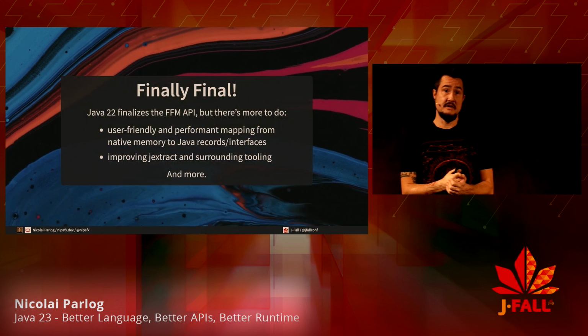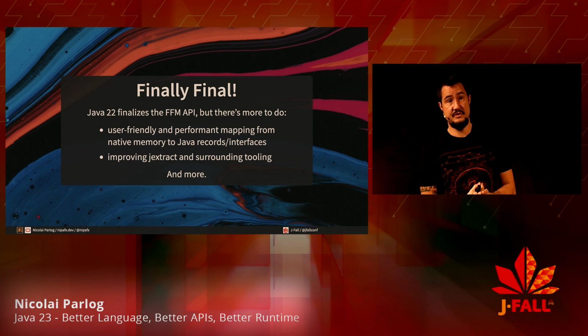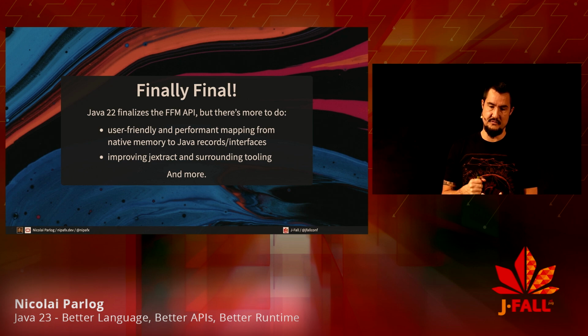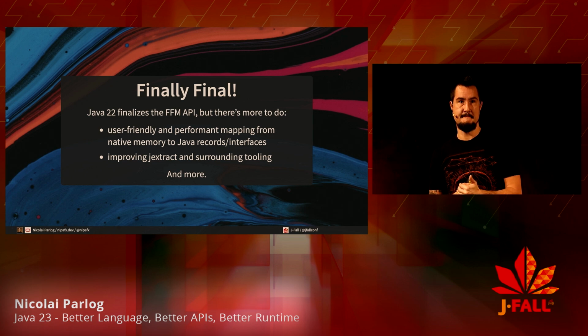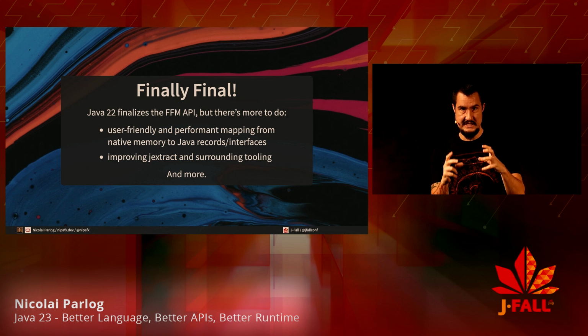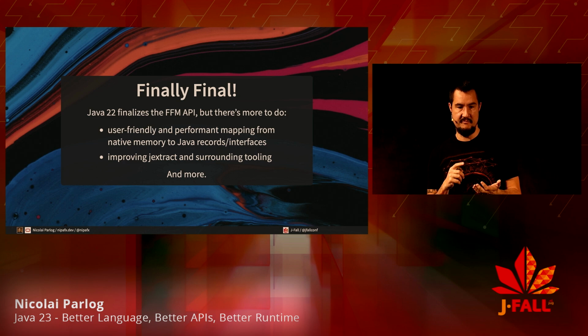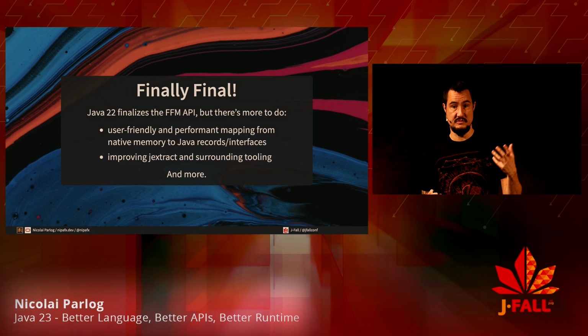OK. The interesting thing here is that while it was in preview for a long time, Java 22 finally finalized the FFM API. But there's still more to do. So while this block is now done, Panama is not done itself. It wants to work on a more user-friendly, performant mapping from native memory to Java records or instances. This might be called segment mapper, so I've heard rumors about that. jextract and surrounding tooling needs to be improved, and there's more.